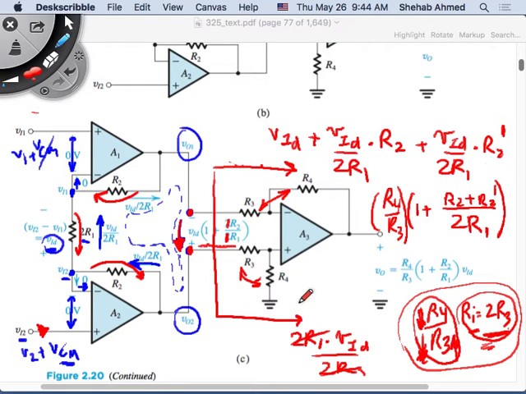I have this amplifier not loading the previous stage. I mean, this is V output over VID equals blah blah blah. This is the gain. I'm only writing the gain. So this is the beauty of this circuit. It buys me everything I want from an instrumentation perspective.